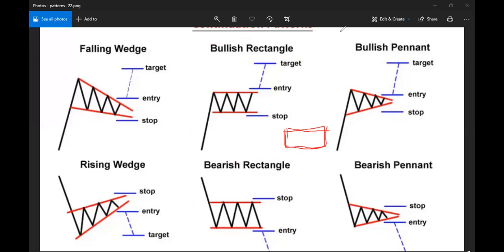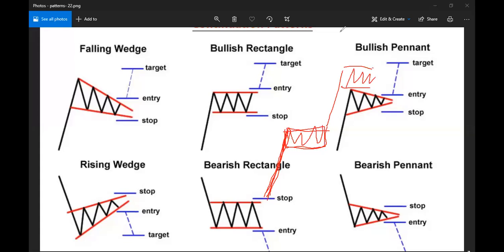Some people do call it bullish flag. When you hear bullish flag, you see this looks like a flag. This is a stick and this is a flag. So the bullish rectangle, most people call it bullish flag. So when you see this flag, what are you expecting? You're expecting another stick and another flag.